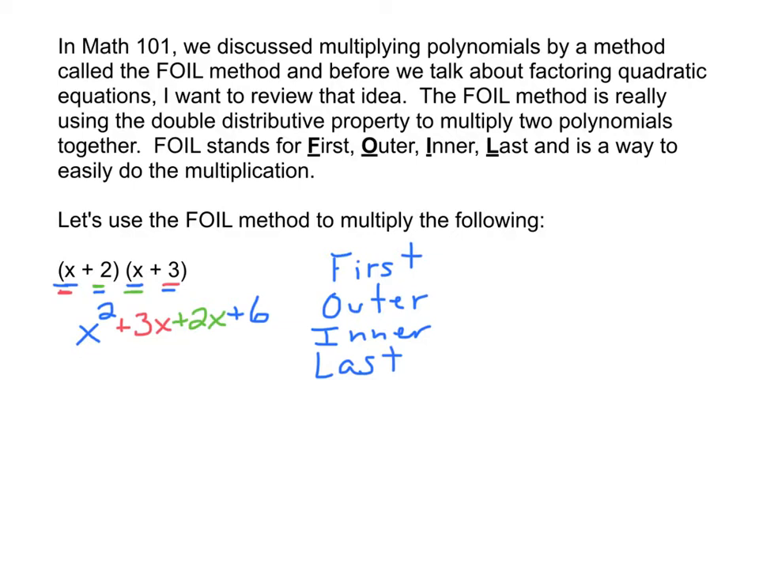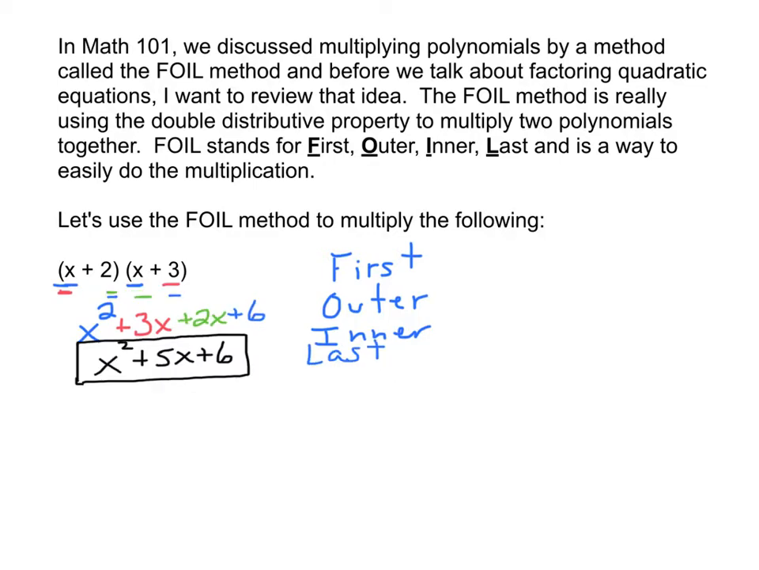Doing that, I have x squared plus 3x plus 2x plus 6, and now I can combine the 3x and the 2x, so I get x squared plus 5x plus 6. Notice that what I get is not a quadratic equation at this point because it's not equal to 0, but I get a quadratic expression because it does have an x squared in it. So, in order to factor a quadratic, we are just going to be doing the opposite of what we just have done.